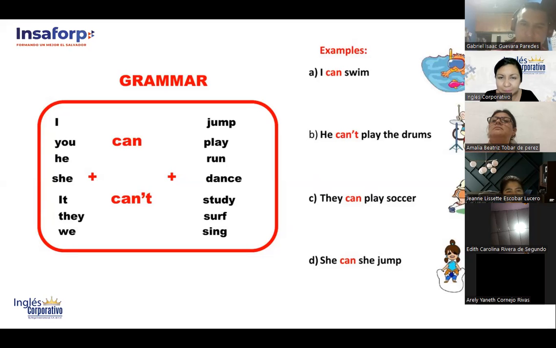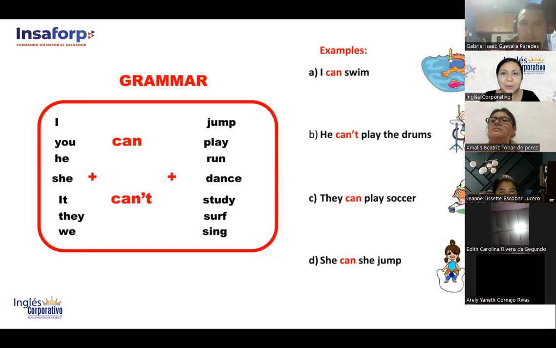Also, Gabriel's sister. Edith's brother can play the guitar. Oh, Daniel says that his father can garden. Okay. Can do gardening. Gardening. Do gardening. Ah. Es gardening la palabra jardinería? Okay. My father can garden. Yes, garden is also a verb. Or work in a garden.